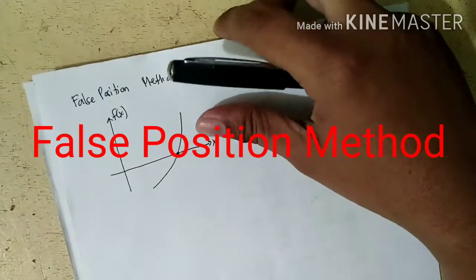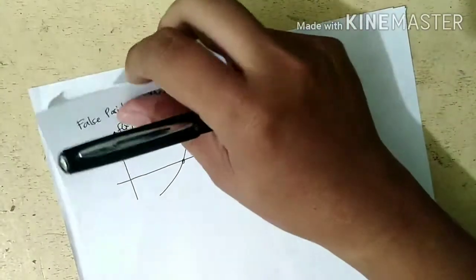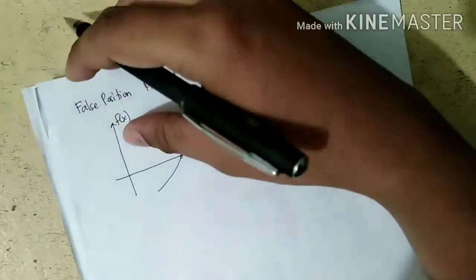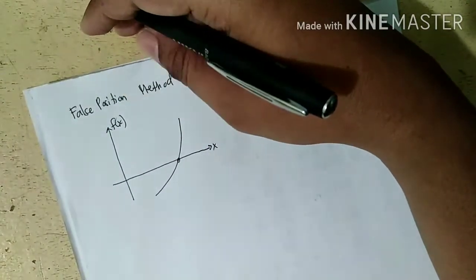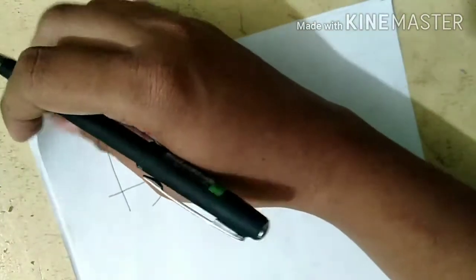So we're going to talk about the false position method. Last time we discussed the bisection method. These methods belong to the bracketing methods of root finding in numerical methods.